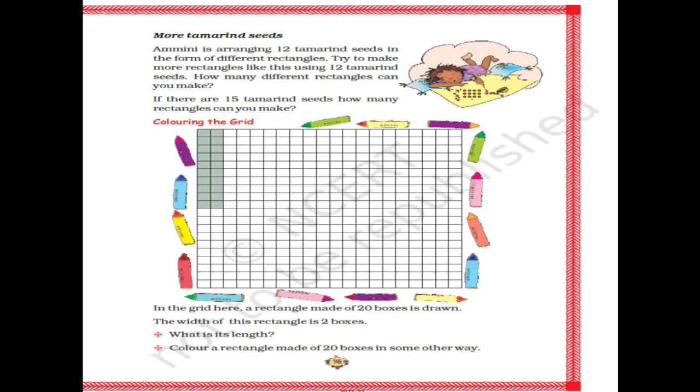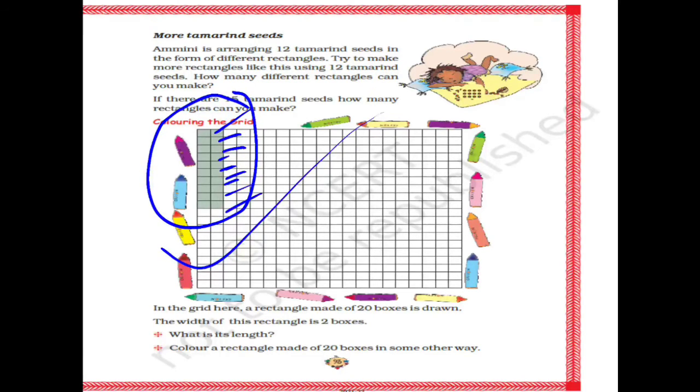Now let's read ahead. Coloring the grid. In the grid here, a rectangle made of 20 boxes is drawn. The width of this rectangle is 2 boxes. What is its length? So you can see here in this grid, a rectangle is been drawn, that is of 20 boxes. Let's count whether 20 boxes are there or not. So 1, 2, 3, 4, 5, 6, 7, 8, 9 and 10. 11, 12, 13, 14, 15, 16, 17, 18, 19 and 20. Yes, there are 20 boxes.